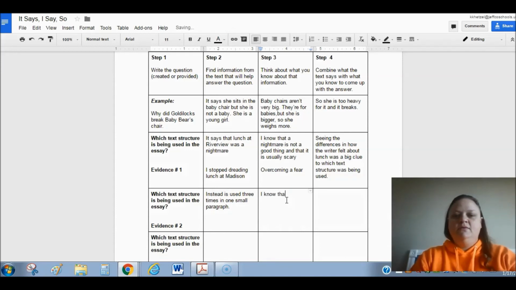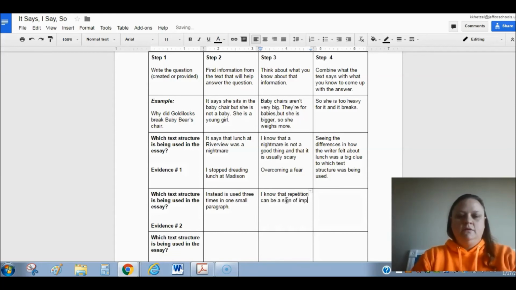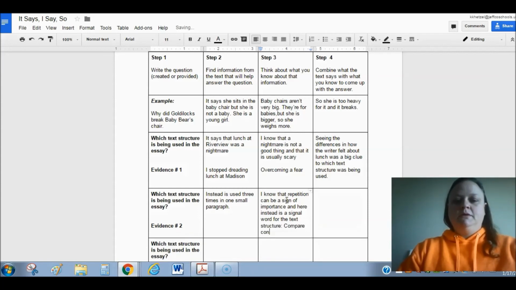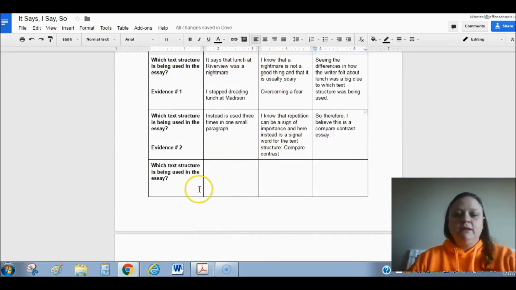Okay, so I know that repetition can be a sign of importance. And here, instead, is a signal word for the text structure, compare contrast. So therefore, I believe this is a compare contrast essay. All right, so now we have 2 reasons, but we really want to come up with a third.